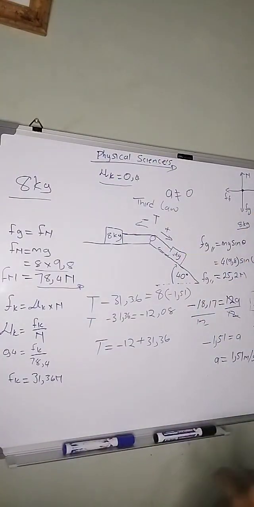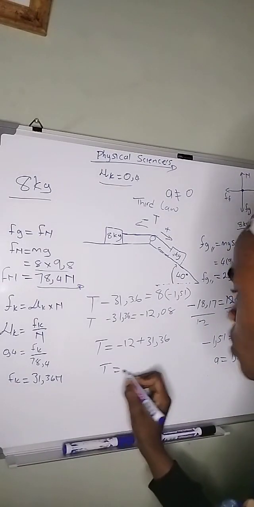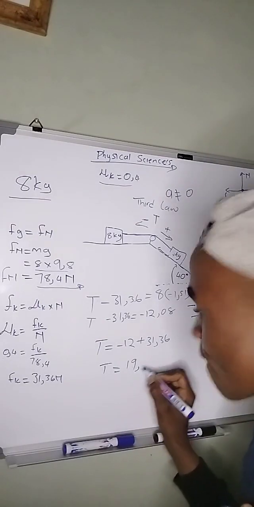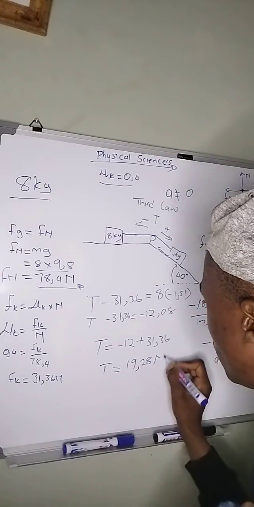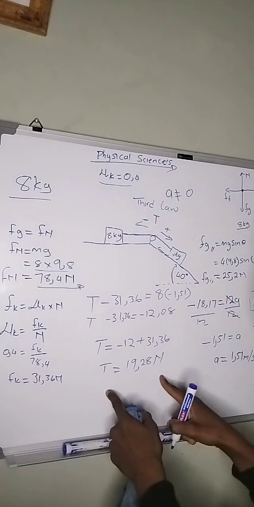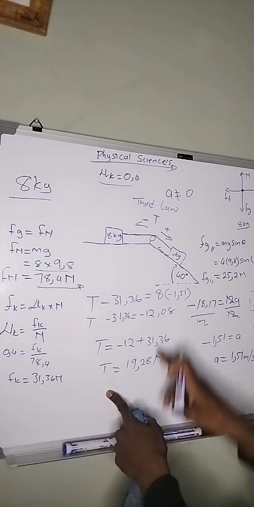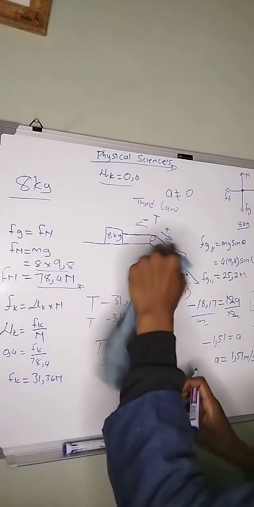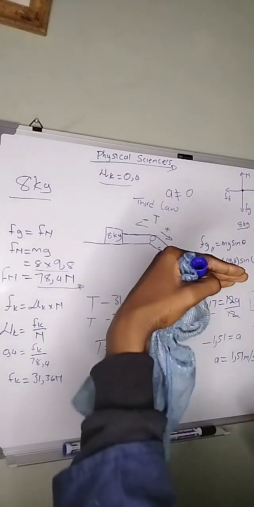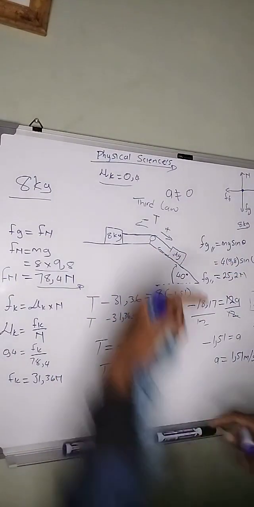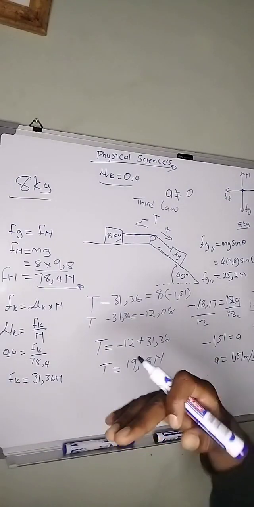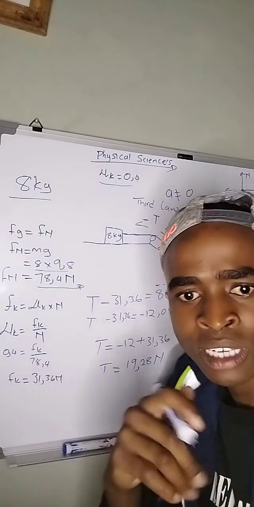So hence, what is the answer here? Our T is going to be equal to 19,28 newtons. In this case, it is for equation number 1, right? And since it is equation number 1, it means that T is going to be positive, which means it's in the same direction, but opposite to the acceleration. You get what I'm trying to say here?